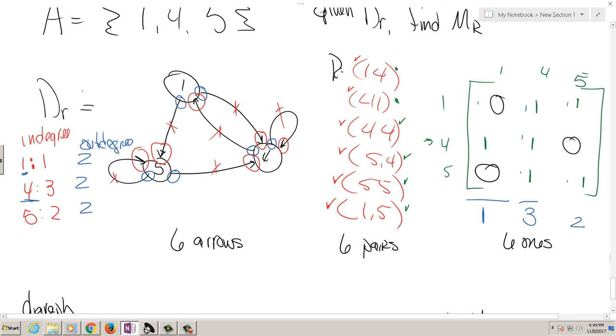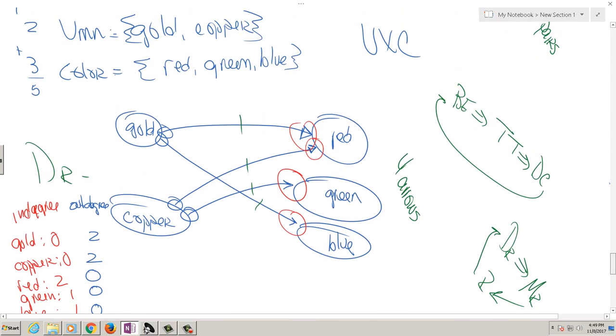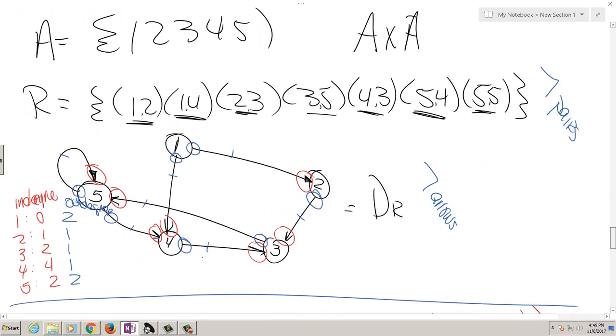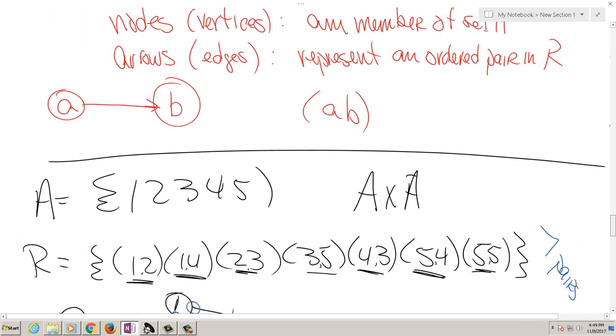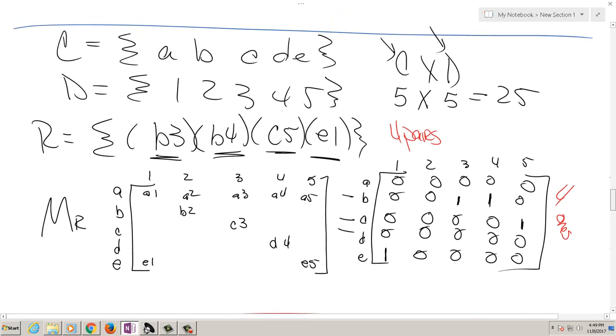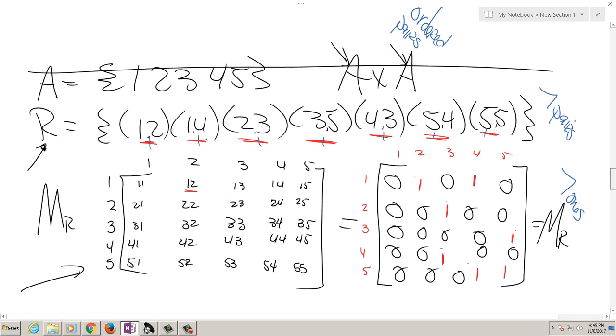So I can see that the in degree of node, see this is node 1, the header for node 1. The in degree of node 1 is 1. The in degree of node 4 is 3. The in degree of node 5 is 2. Let me check that out. 1, 3, and 2. There it is. 1, 3, and 2. I think that might be the only diagram or the only matrix. We didn't do a matrix for this one. Oh man, I'm pretty sure we had a matrix for this one. Somewhere. There is the matrix for that one.